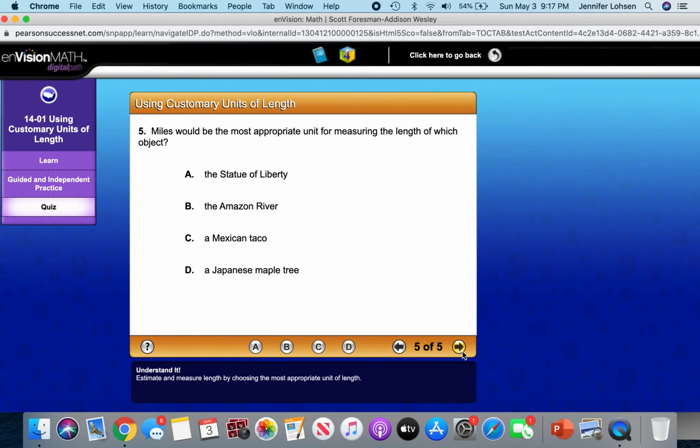And then our last question here says miles would be the most appropriate unit for measuring the length of which object? The Statue of Liberty, the Amazon River, a Mexican taco, or a Japanese maple tree. So if we keep in mind that rule of distance for using the unit of miles, do you think we're going to measure the distance of the Statue of Liberty or the height of the Statue of Liberty? If you're saying height, you're correct.